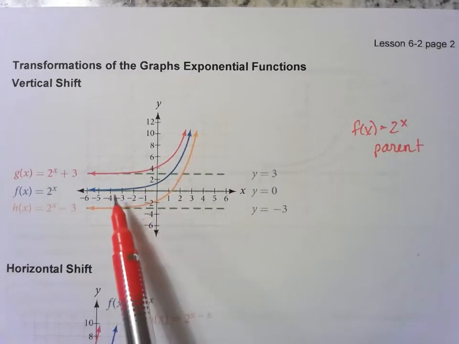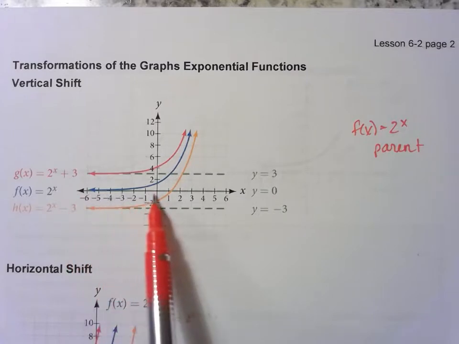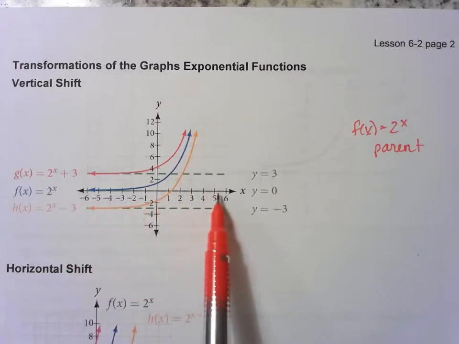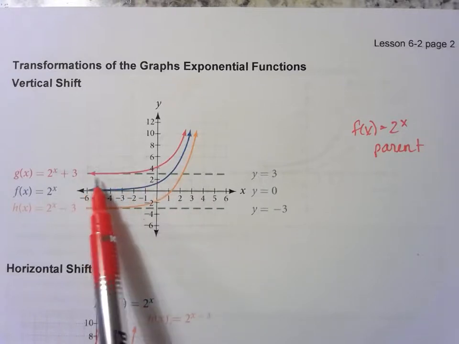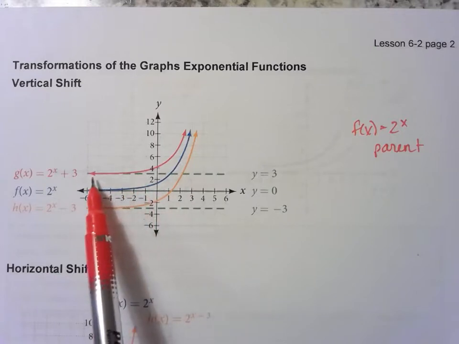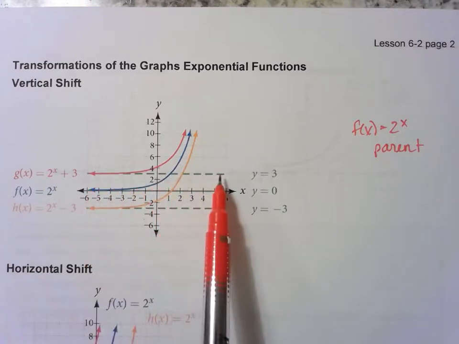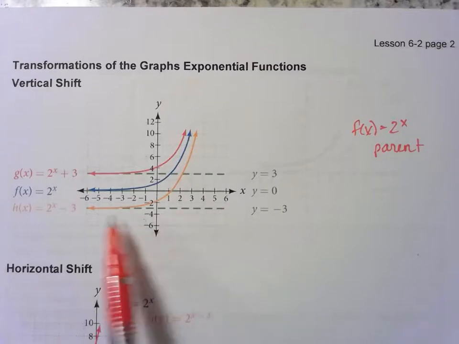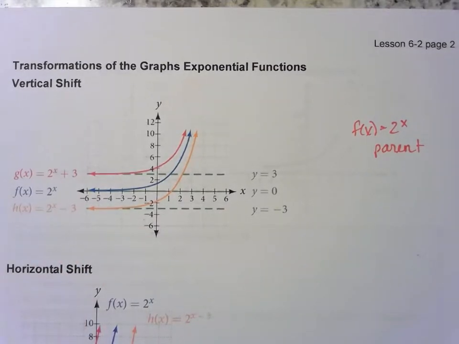Notice how before your horizontal asymptote was y equals 0. When you shifted up 3, your horizontal asymptote becomes y equals 3. And if you shift it down, your horizontal asymptote becomes y equals negative 3. So that's your vertical shift.